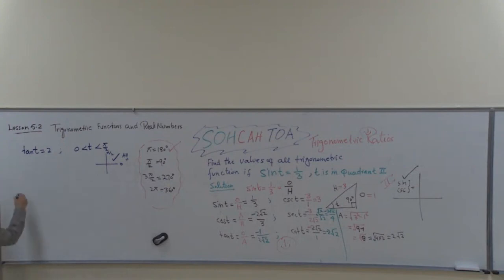Good. Go ahead and write tan t equals 2 over 1. You can put it like this. And this one equals what? How to write tangent?